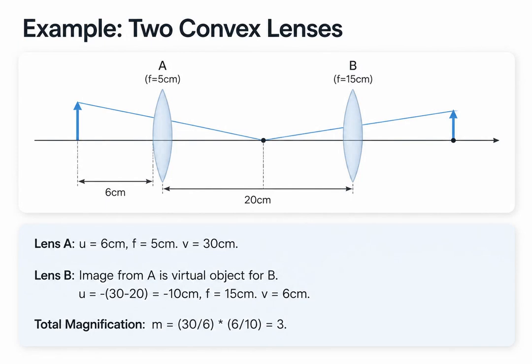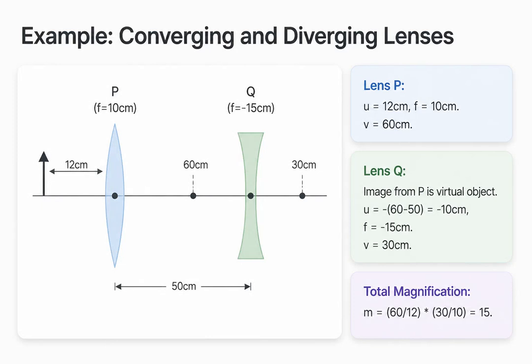Now let's analyze systems with multiple lenses. Here, 2 convex lenses are 20 centimeters apart. An object is placed 6 centimeters from the first lens. Using the lens formula, the first lens forms an image 30 centimeters away. Since this is 10 centimeters past the second lens, it acts as a virtual object for the second lens, so U is negative 10. The final real image forms 6 centimeters from the second lens, with a total system magnification of 3.